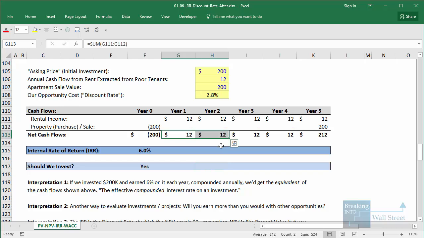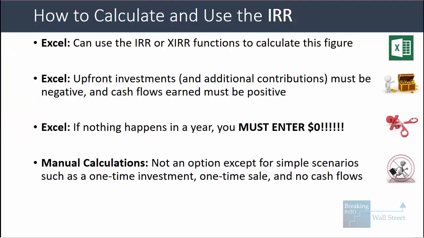And that's just a quick example of why it's so important to enter zeros when nothing happens, to indicate to Excel that you are getting no cash flows and contributing no cash flows in those years. As I mentioned, manual calculations for this one are not really an option unless it's a really, really simple scenario, such as buying something, holding it, getting no cash flows in between, and then selling it at the end.